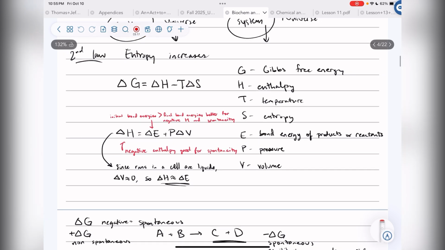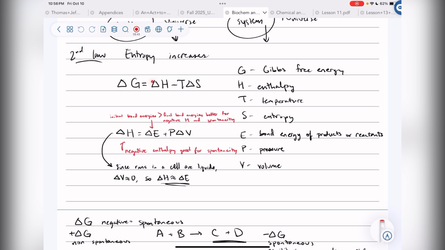Okay. So you probably remember this one. It's delta G, the change in Gibbs free energy, equals delta H, the change in enthalpy, minus the temperature times the change in entropy. And so the more negative your delta G is, the more spontaneous your reaction is, right? That's the difference between the energy of the products and the energy of the reactants.